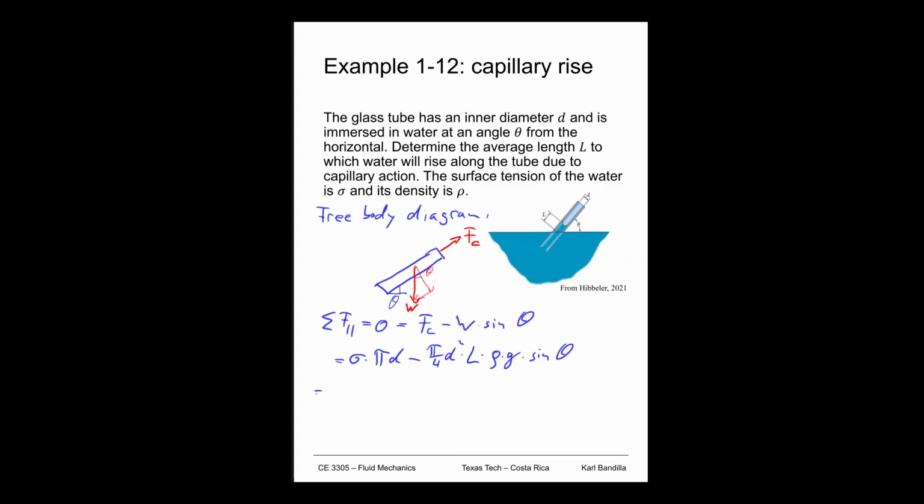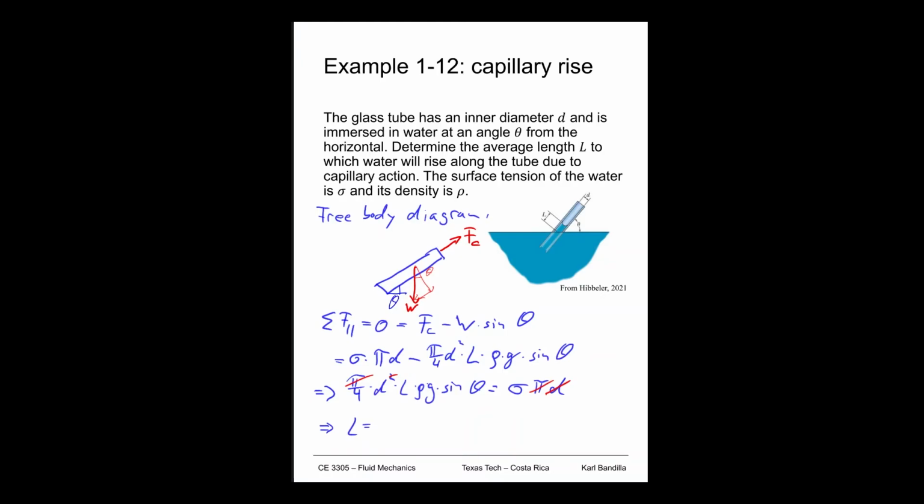So now all we have to do is start solving this for L. We have pi over 4 times d squared times L times rho times g times sine theta equals sigma pi d. You can already see that some of this cancels out. We have a d here that cancels with the square, and we can cancel out the pi's. Then for the rest, we can solve it for L.